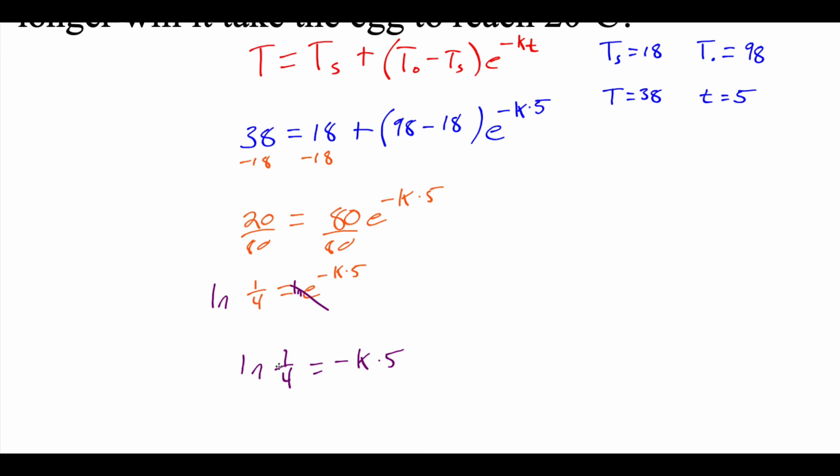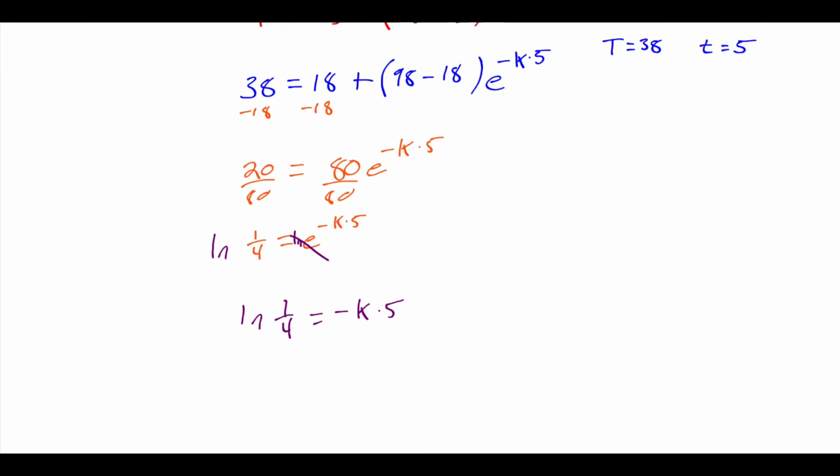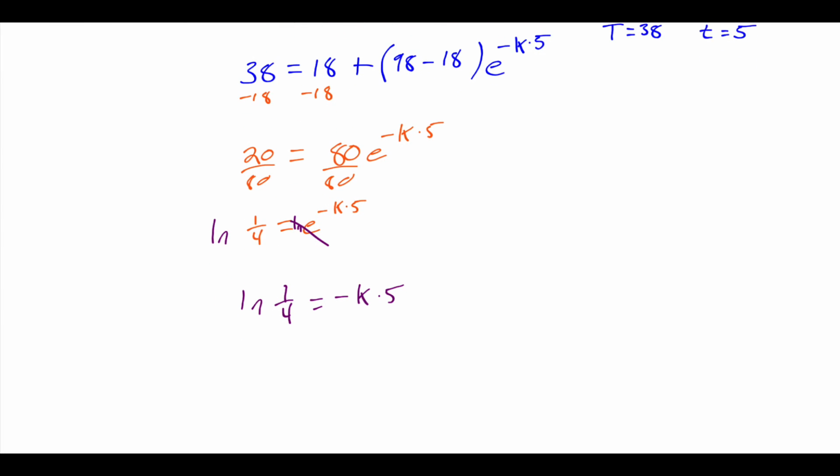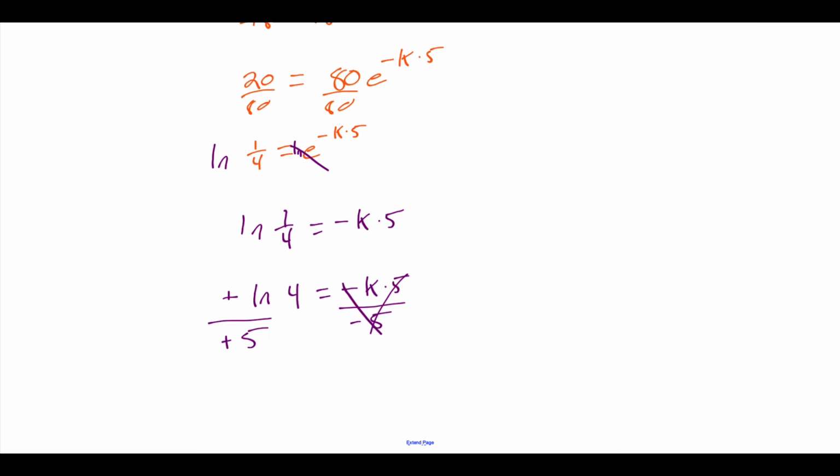Now I'm going to change that natural log just a little bit, just because we don't like to have fractions in there. So remember, we can rewrite this as the natural log of 4, but we need to make it negative. And this is equal to negative k times 5. I want to get k all by itself, so I want to get rid of the times 5, but also get rid of the negative. So I'm going to divide both sides by -5. So on the left-hand side, when I do that, the double negative will turn positive.